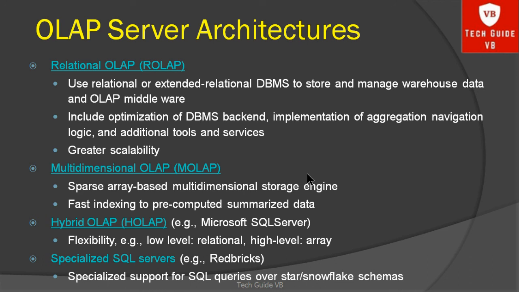And the fourth OLAP server architecture is the specialized SQL servers, for example Redbricks. If we have a specialized task or special operation to do, then we use this specialized SQL server type. It specializes in support for SQL queries over star or snowflake schemas. So these four OLAP server architectures are present: ROLAP, MOLAP, HOLAP, and specialized SQL servers.